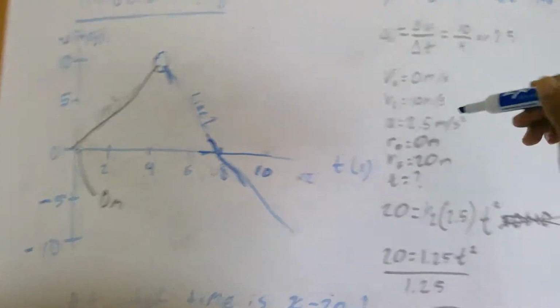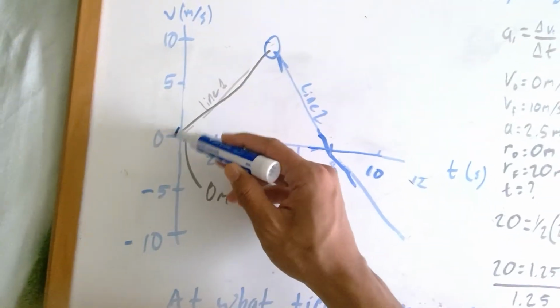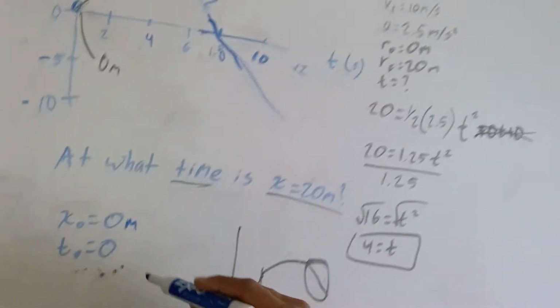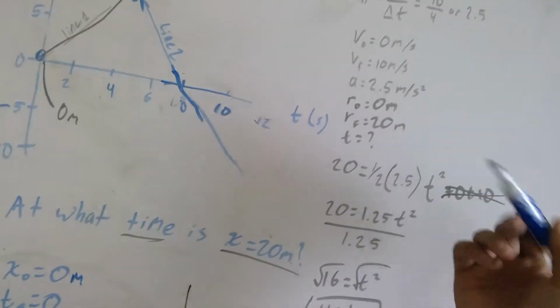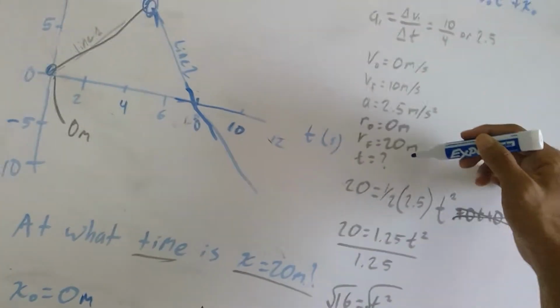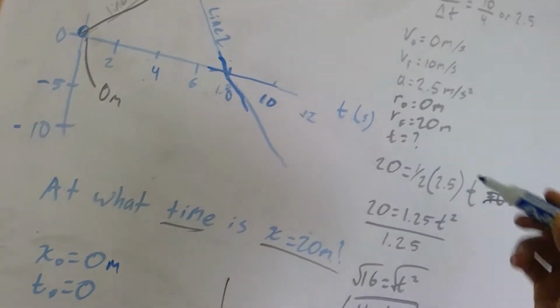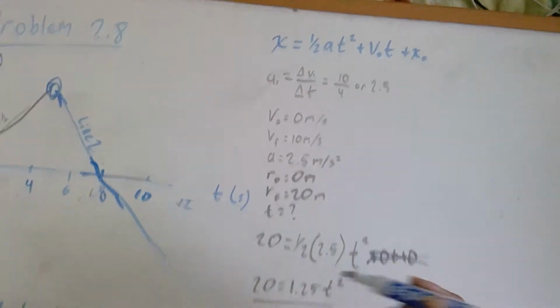Doing the OFART process, we find that the initial velocity is 0 there. The final velocity is 10 meters per second up here. The acceleration is 2.5, which we found from here. The starting position is 0, shown here. The final position is going to be 20, because that is what we want to find. That leaves the time unknown.